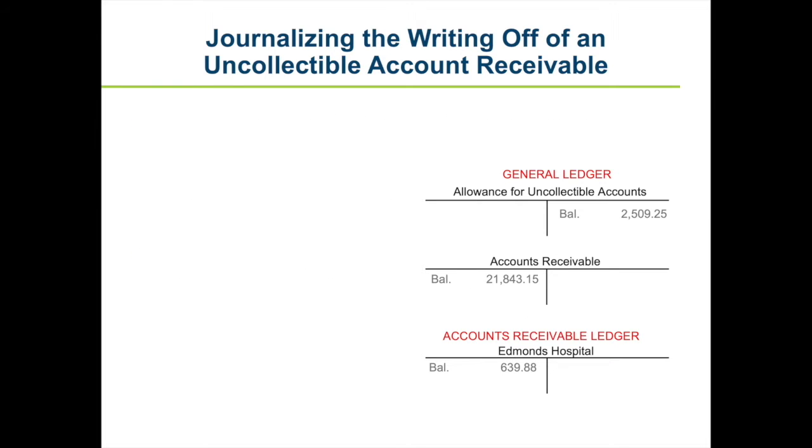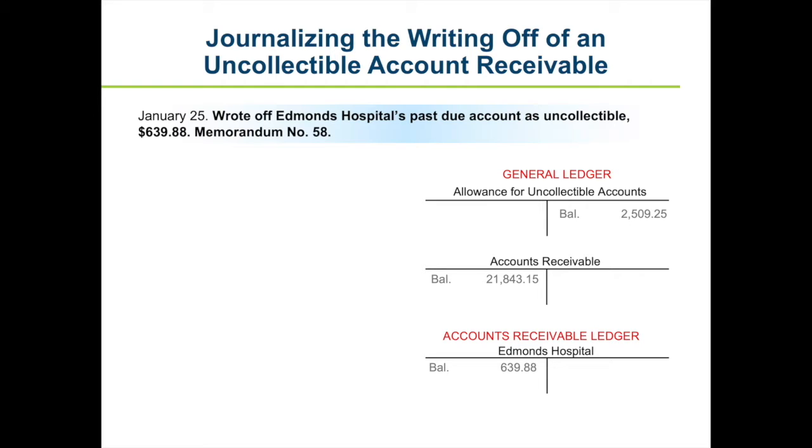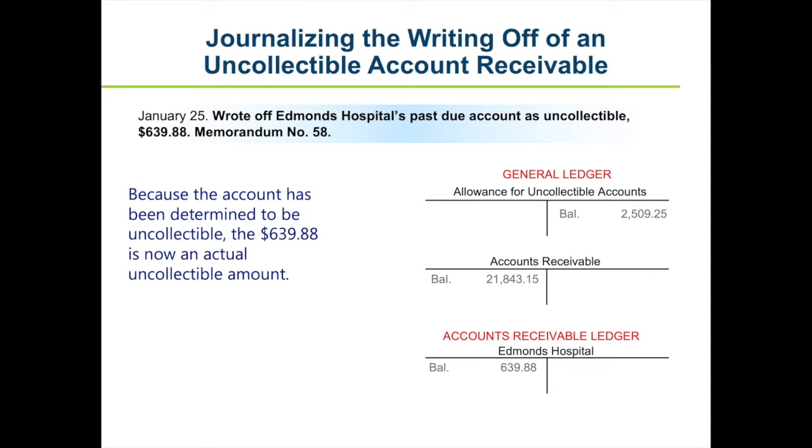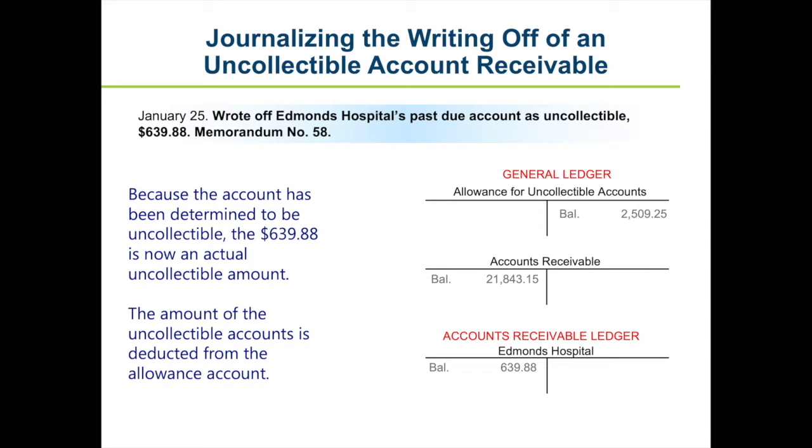After months of unsuccessful collection efforts, Green decides that Edmonds Hospital is unable to pay its account. January 25th, wrote off Edmonds Hospital past due account as uncollectible, $639.88, memorandum number 58. Because the amount has been determined to be uncollectible, the $639.88 now is an actual uncollectible amount. The amount of the uncollectible account is deducted from the allowance account. Accounts receivable is credited to reduce the balance due from its customer. And you can see now the new balance will go down.